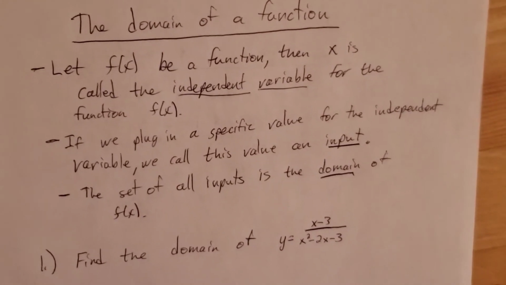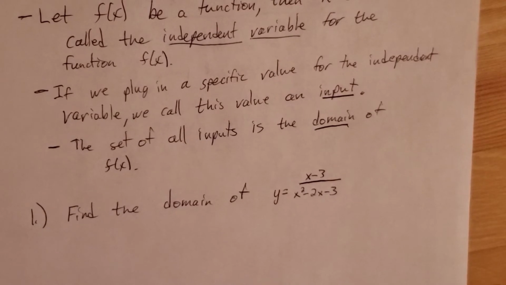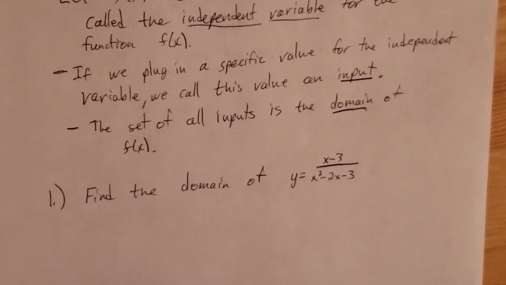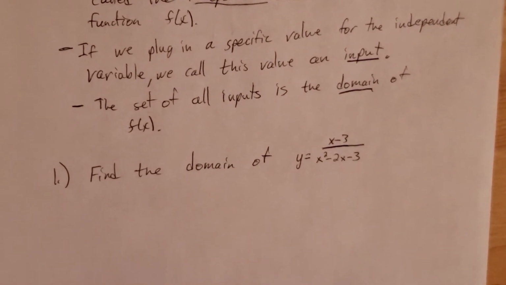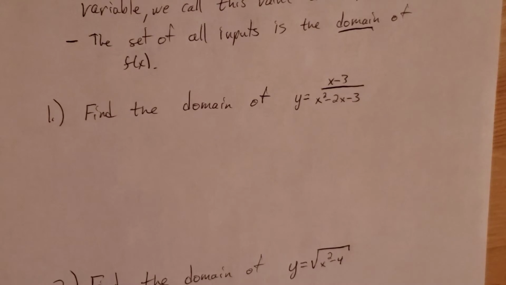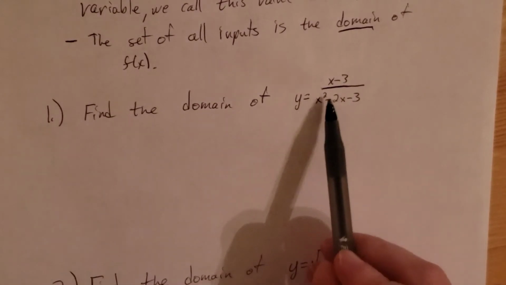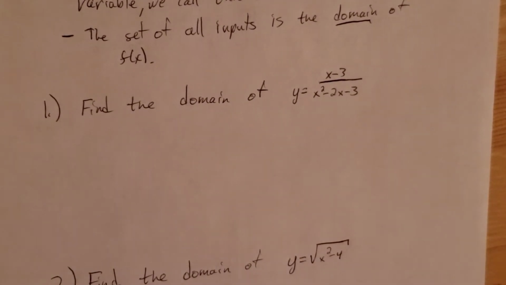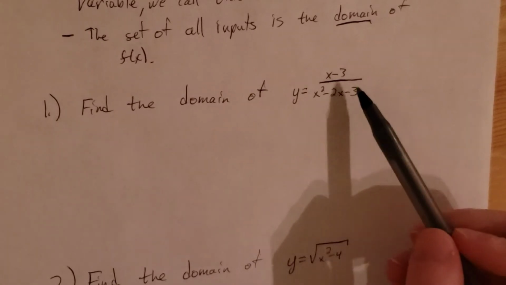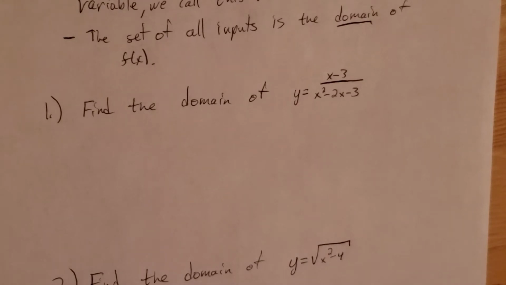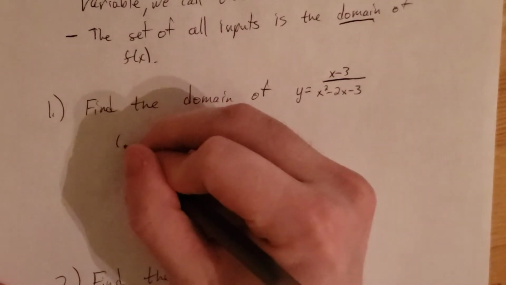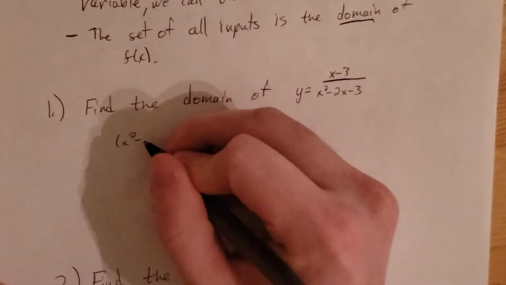So what I want to do here is run through two quick examples just as a reminder of how to find the domain of a function, so we get a little practice. All right, so for this first one, we are going to find the domain of y is equal to the quotient x minus 3 over x squared minus 2x minus 3. Anytime we have a division, pretty much any value is allowed as long as the denominator is not 0. So let's take a look at when the denominator is 0.